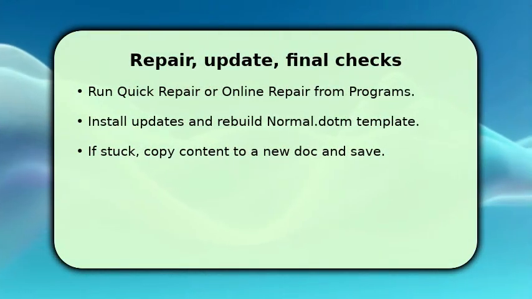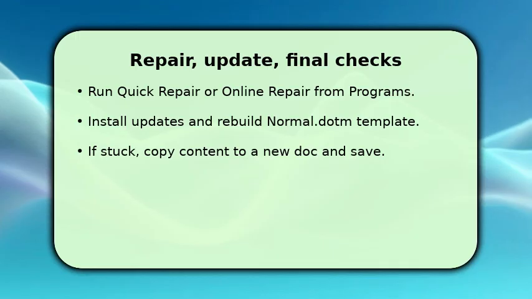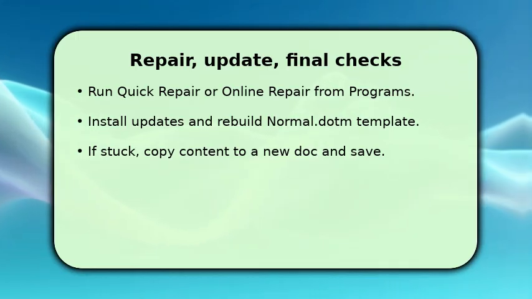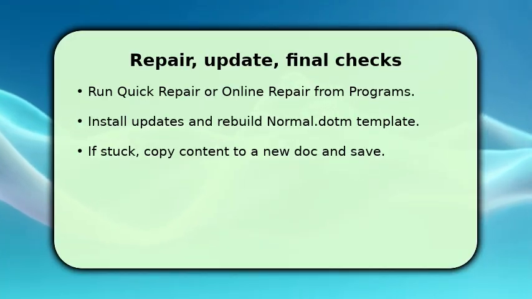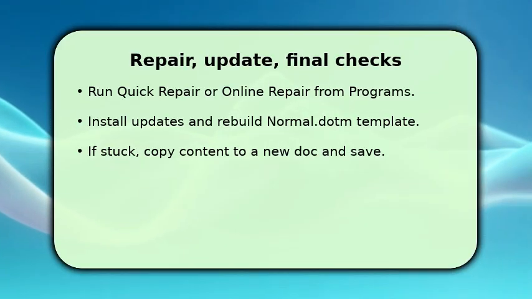Finish by repairing and restoring Word's core files. Close Word, open Control Panel, choose Programs, then Quick Repair. If that doesn't fix it, run online repair to replace corrupted components. Make sure Office is updated because patches often resolve selection bugs.